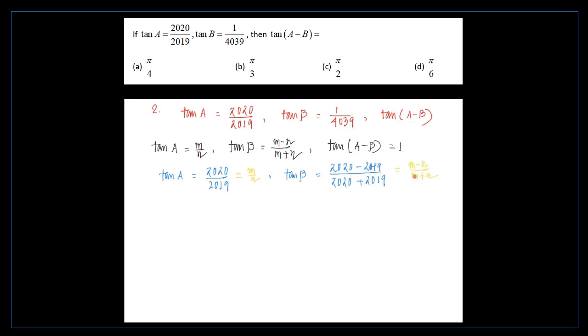So from this we can definitely conclude that tan A minus B equals 1. And therefore we can say that A minus B equals pi by 4. So this is also a very simple form. If we just keep this in mind, we can do this type of sum very quickly.